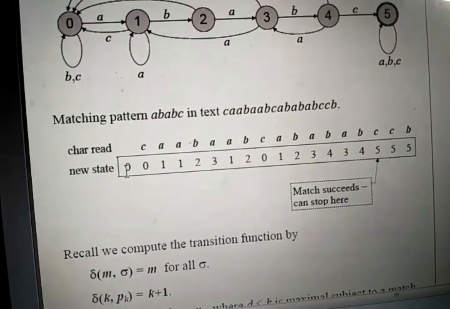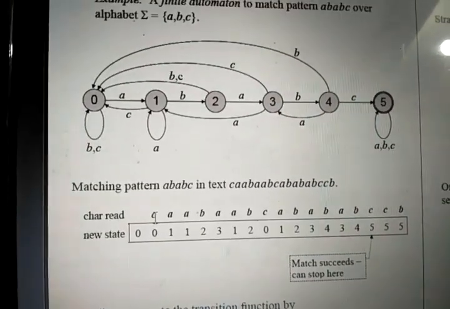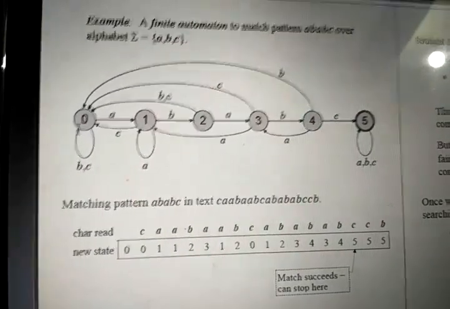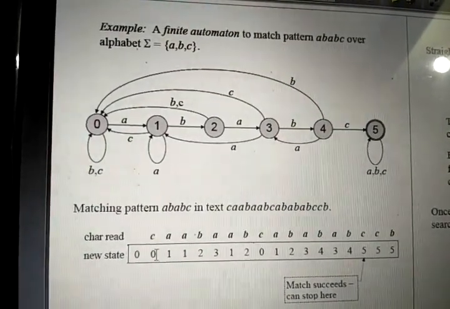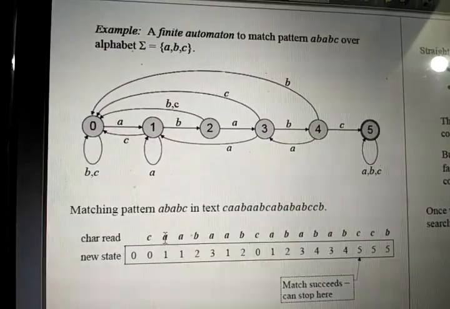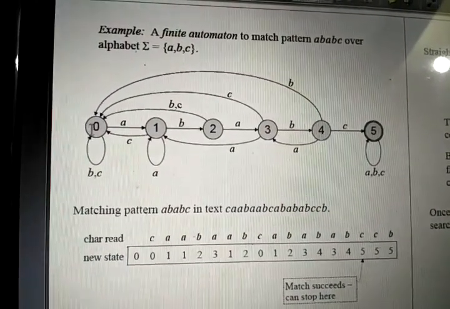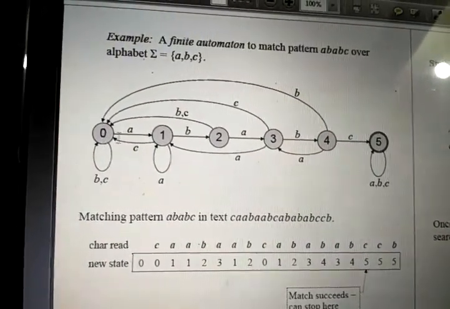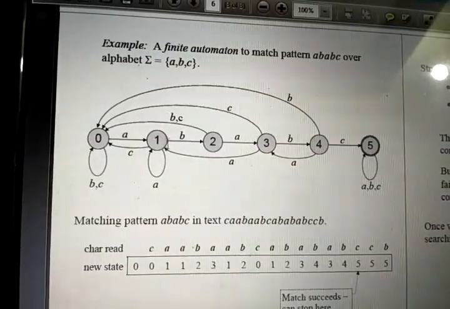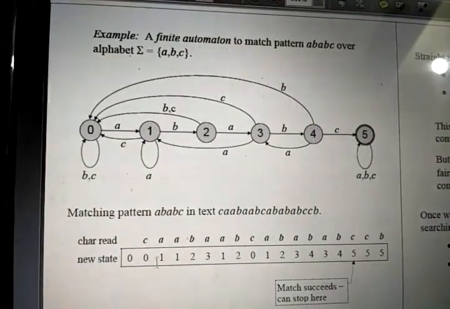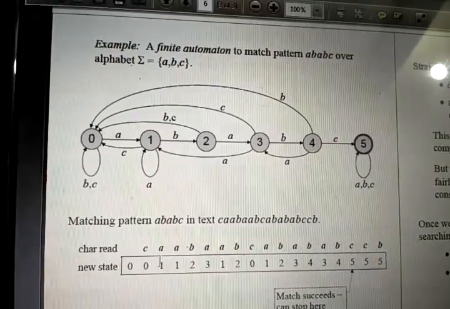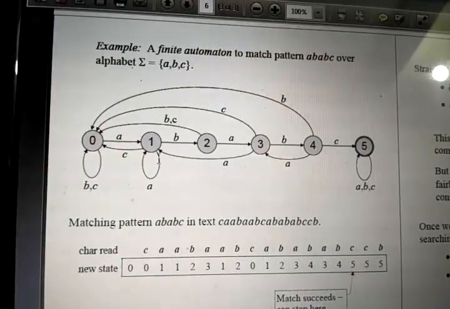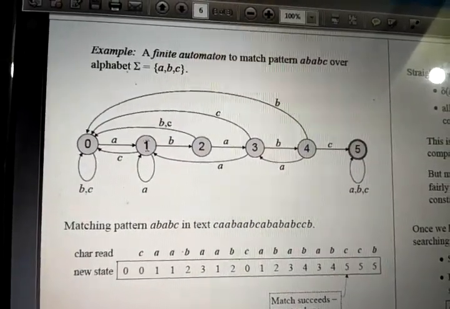Initially we are at state 0, where the next input is C. So if we are at state 0 and the input is C, we will remain at state 0. That is done here. We are at state 0 and the next input is A. So what will happen? We need to see the graph from 0 where the input is A. So we will reach state 1. So here it is written. Now we are at state 1 and the next input is A. So what will happen? We need to see the diagram. We are at state 1 and the input is A. So we will remain at state 1.